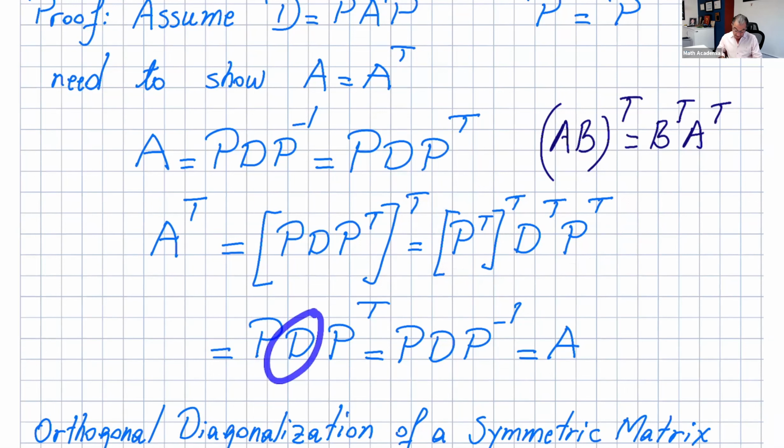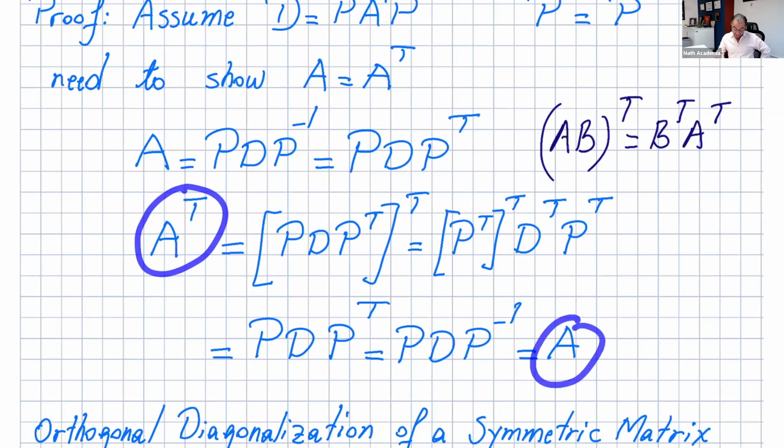Now P transpose is just P inverse. D is a diagonal matrix, so D transpose is just D. The transpose of a diagonal matrix is itself. So we have P times D times P inverse, because P transpose is P inverse, and that's going to give us A. So we started with A transpose, and we end at A. Therefore, A has to be a symmetric matrix.